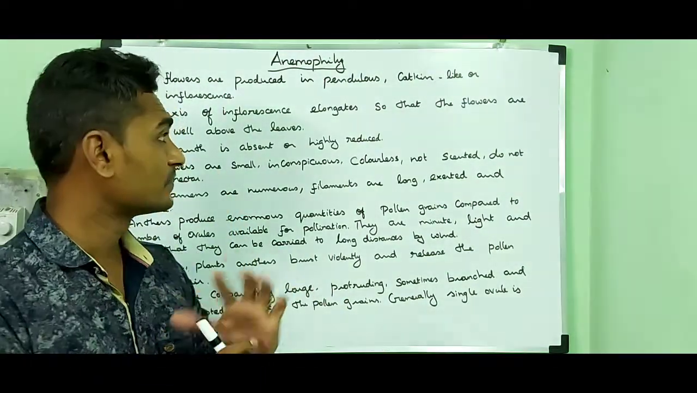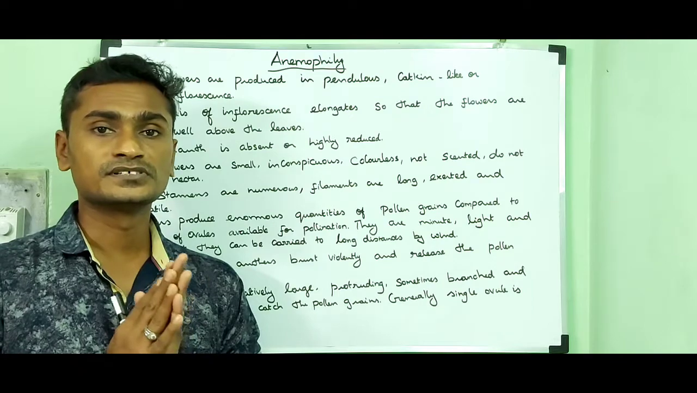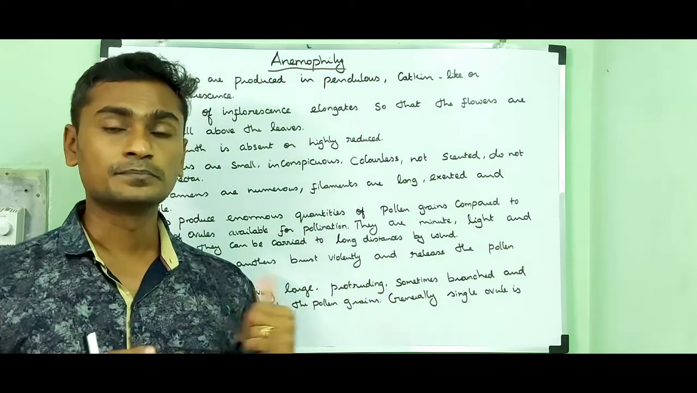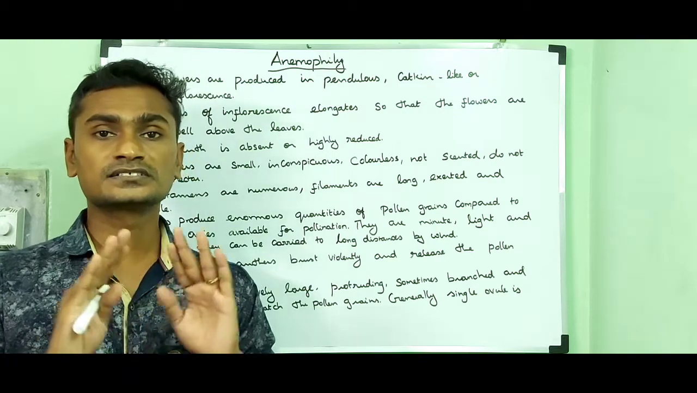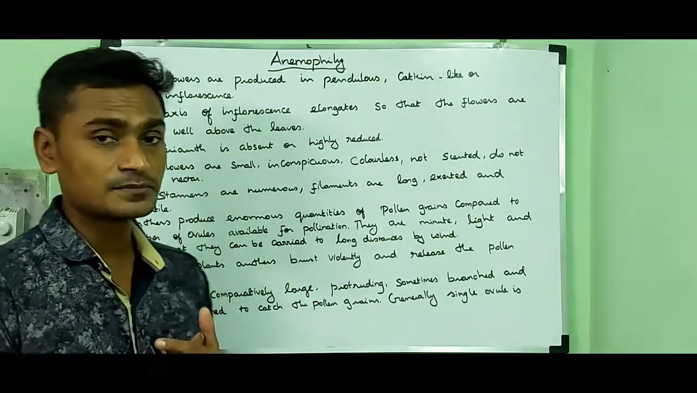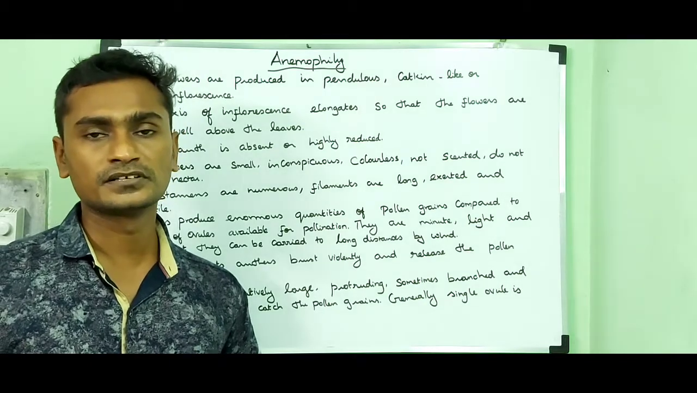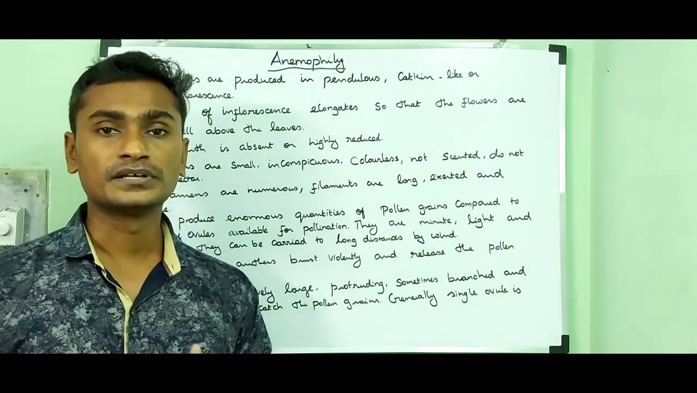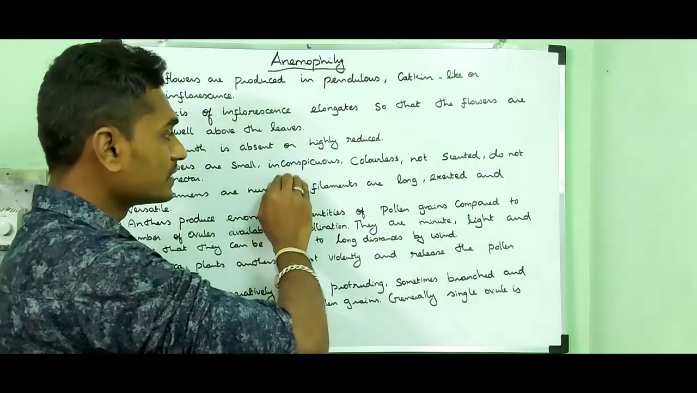I already told you the catkin inflorescence has no petals, that is, no perianth. The flowers are naked, without the perianth. If there is no calyx and corolla, that flower is said to be naked, because it is not covered by calyx and corolla. So perianth is absent or highly reduced. Without perianth, we can call the flower a naked flower. Then the flowers are small, inconspicuous.